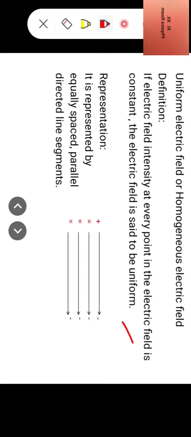Now, how do we represent electric field diagrammatically? It is represented by equally spaced parallel directed line segments extending from positive to negative. This is how we represent uniform electric field.